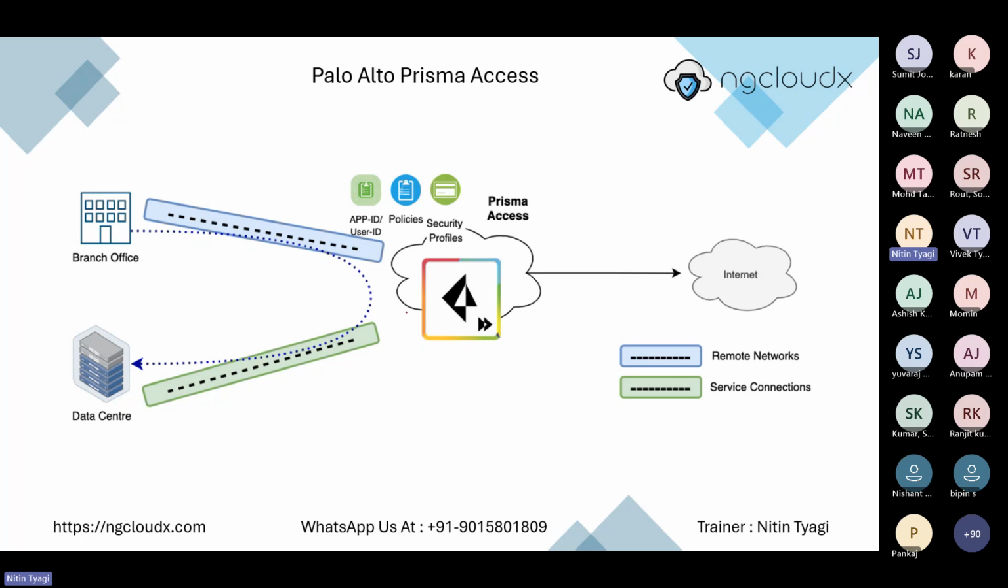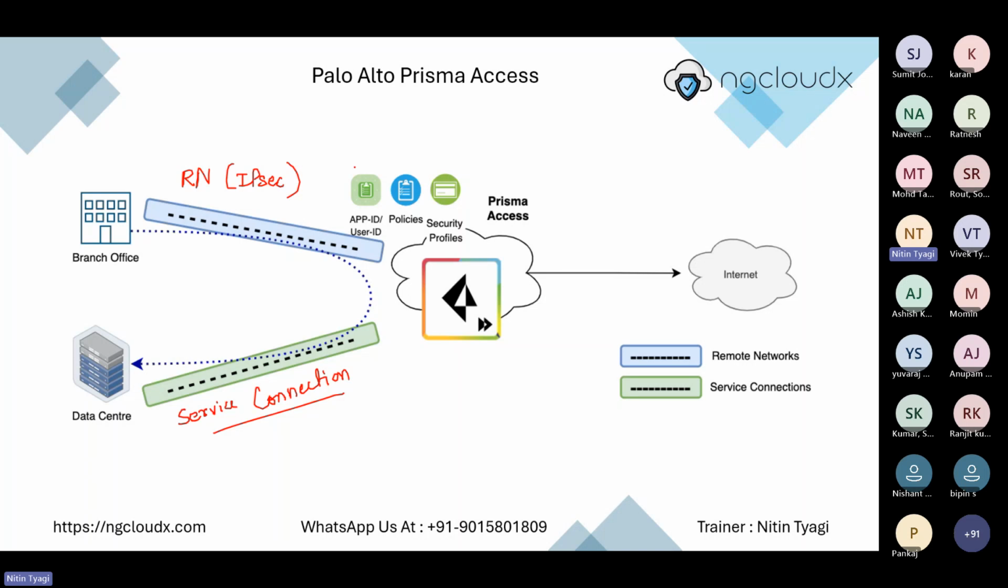Now this is the traffic flow, right? So with data centers, we build service connections. And from branch, we build, we also call it remote networks, right? And these are IPsec tunnels, which we build from branch towards Prisma Access nodes, right? So I'll discuss the components as well, what components we have inside Palo Alto Prisma Access.